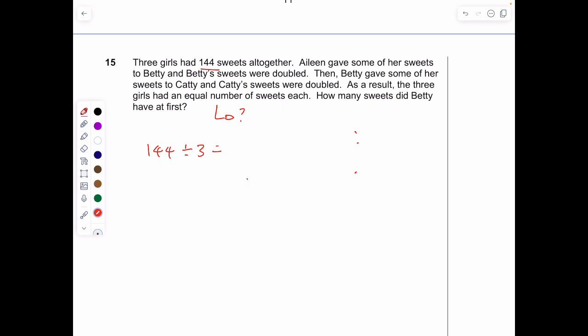So at the end, they all had 48, regardless. And you know that if you work backwards, the last thing that happened was that Kathy's sweets were doubled. So to find out how much Kathy had originally, we need to take 48 divided by 2. When you take 48 divided by 2, you realize that Kathy actually received, or gained, 24, and that's how she became double. This is actually double for Kathy.